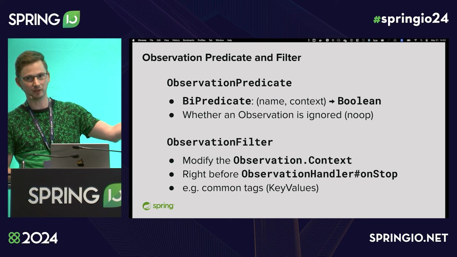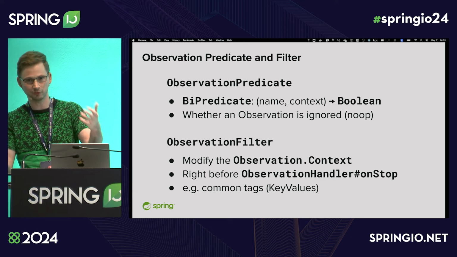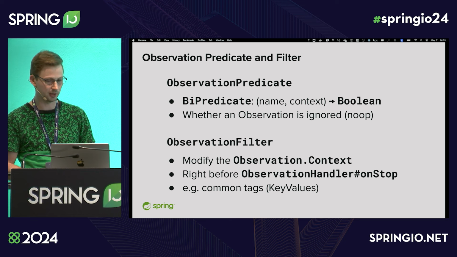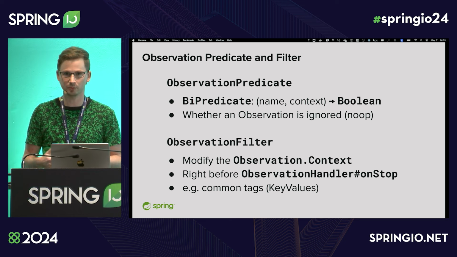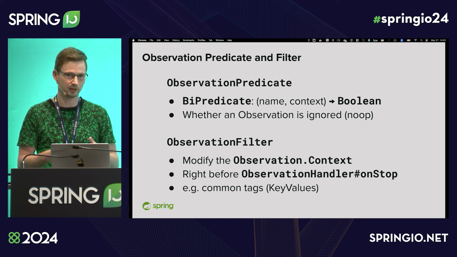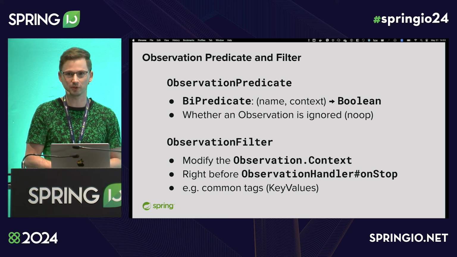Observation filter is similar to a meter filter, if you're familiar with Micrometer's metrics API. This is for modifying an observation context, which I'll talk a little bit about later, but this is just a way that you can do things like add common tags to all of your observability data.